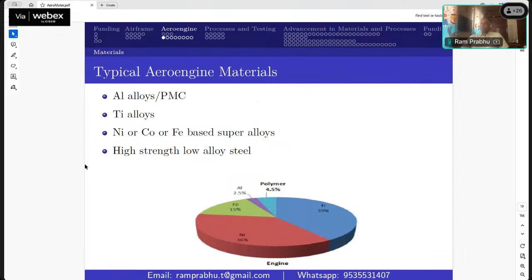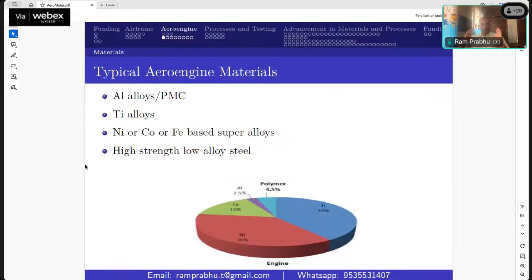What are the materials used in the engine? In the front portion of the fan regions, typically you find aluminum alloys or polymer matrix composites, where the temperature is in the order of less than 100 degrees Celsius. The entire compressor region is ruled by titanium alloys. There are two or three regions in the aircraft where titanium alloys are used. One is the compressor portion of the aero engine. Second is the landing gear region. Third is wherever I have high strength steel usage, where I can use the beta titanium alloys.